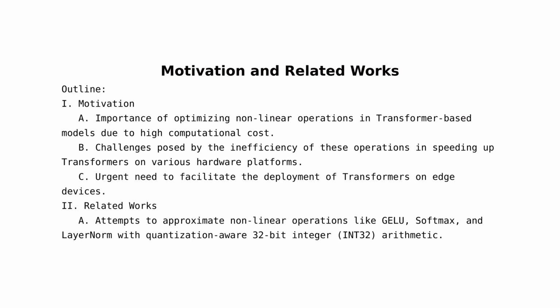Slide 2. Previous works have attempted to approximate nonlinear operations like GELU, softmax, and layer norm with quantization-aware 32-bit integer, int32, arithmetic. A neural network-based general LUT approximation framework, NN-LUT, was designed to tackle computational overheads. Some methods have simplified the above by factorizing floating-point data and performing single-entry LUT approximation on the mantissa in a small range.